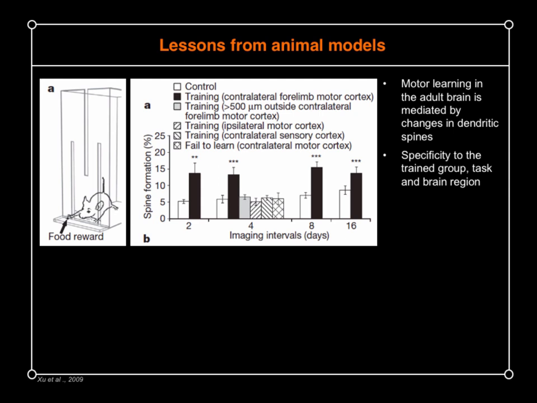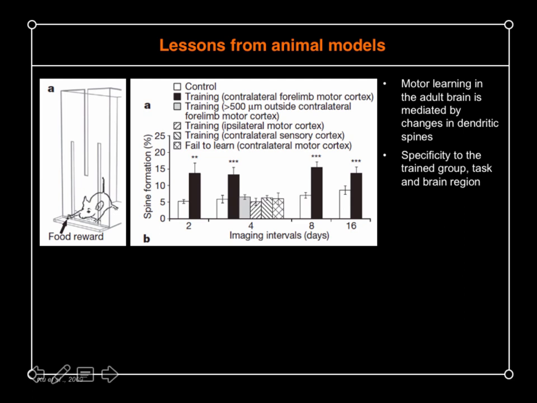Here they were able to show that this change was specific to the trained group, specific to the task and the brain region. So here's a plot where the training group is in black, and relative to it, the control. This is the number of days in the imaging interval: 2 days after training, 4 days, 8 days, 16 days. Relative to the control, you can see a big spike in the fast spine formation.